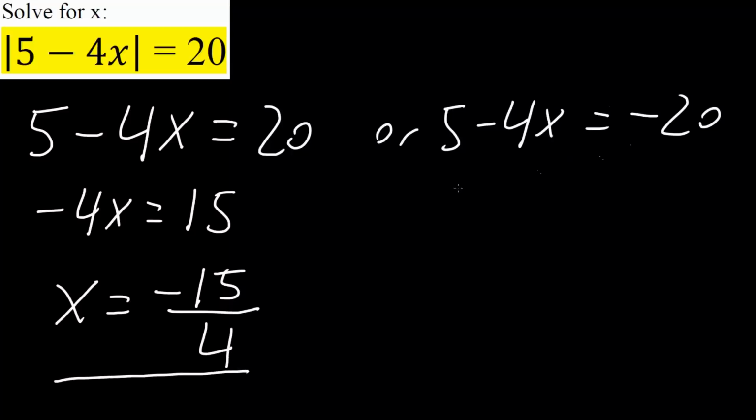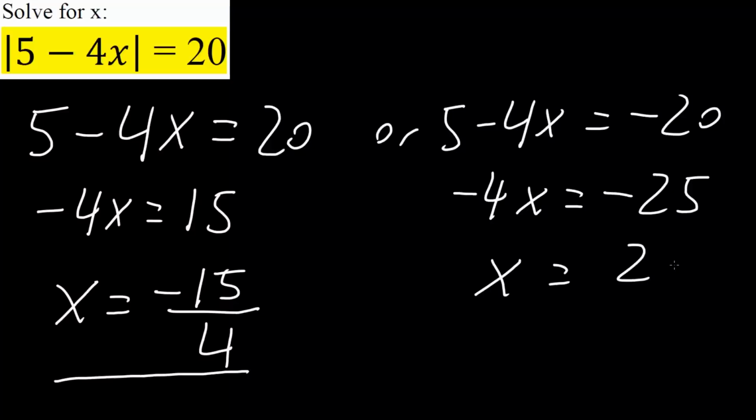And now we'll solve this one. So minus 4x is equal to minus 25. x is equal to 25 over 4. And so this is the other possible answer.